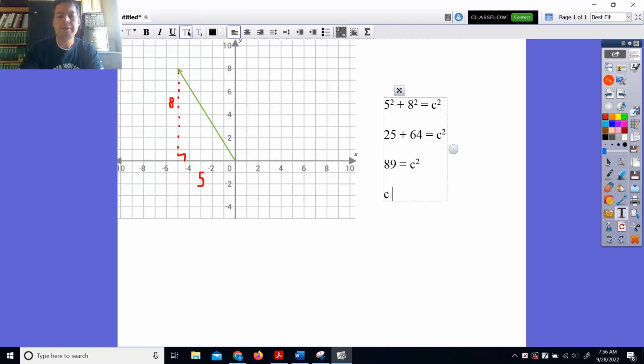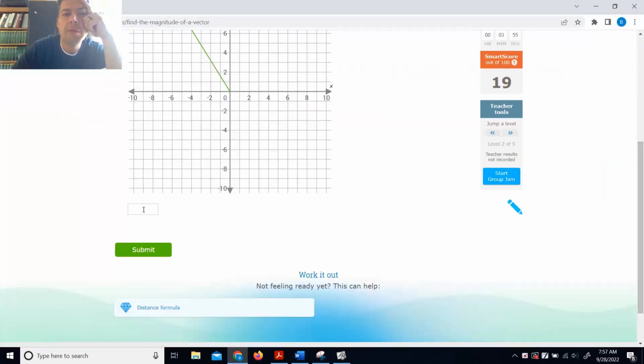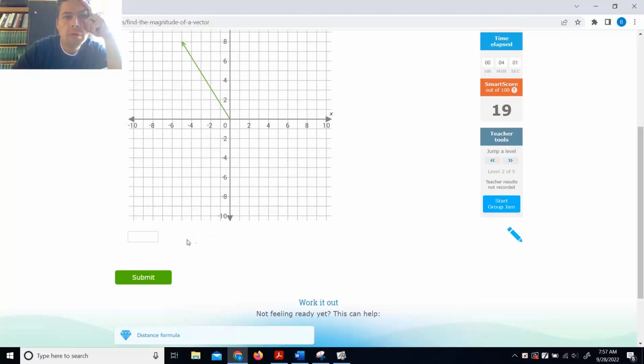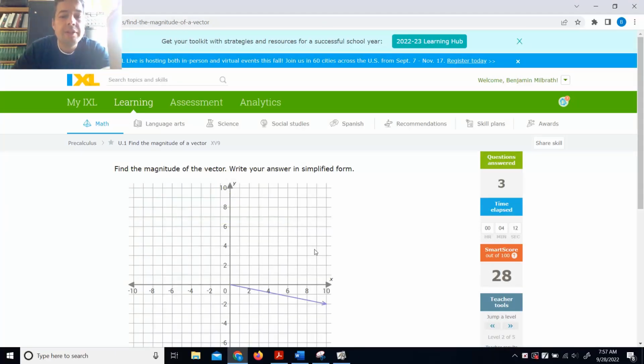Anyways, you're going to take the square root of that. C is the square root of 89. Now, if something simplifies, you'd simplify it. I don't think ever in my life I have simplified the root of 89 because I don't think it simplifies. I could be wrong on that. I don't think I am. So anyways, back to IXL. The magnitude is the square root of 89 unless I made a mistake, which I'm sure some of you would love to see. 25 and 64, 89, yeah. Square root 89. Wonderful. All right, so that's the gist of how we're doing these.